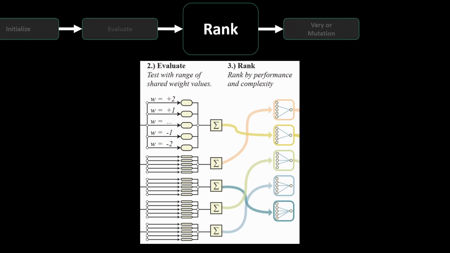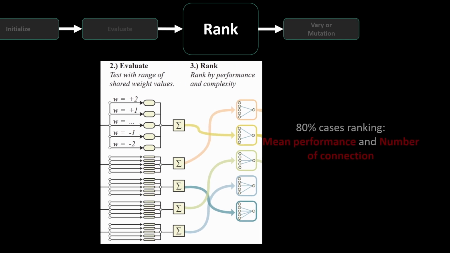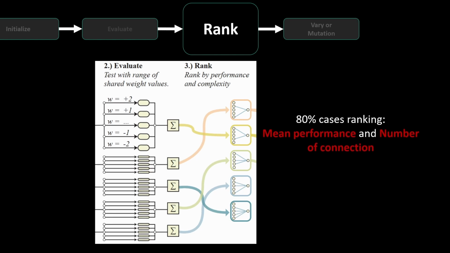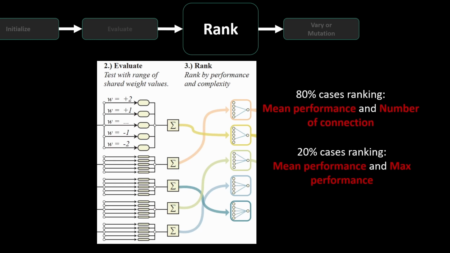The third part is the ranking, which is done based on the performance and the complexity of the neural network. The highest ranking networks are chosen probabilistically, wherein in 80% of the cases networks are ranked according to the mean performance and the number of connections. This makes sure that given two different networks with similar performance, the simpler network is preferred. The other 20% of the ranking is done by the mean performance and the max performance during the multiple rollouts.